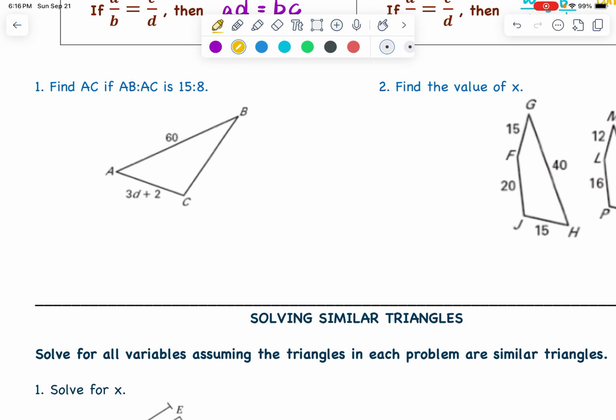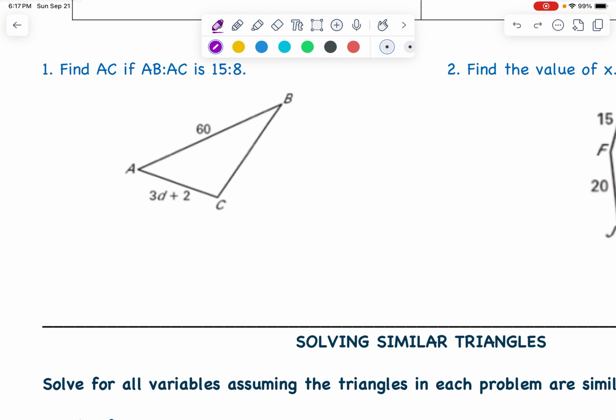Find AC. Okay, so they're wanting us to find this length. If AB to AC is 15 to 8. Okay, notice they're giving it in colon format, so they're doing AB to AC. It does me no good to write it with colons, so I'm going to write it as a fraction. So AB is 60 and AC is 3D plus 2. And they've told us that that ratio is 15 to 8.